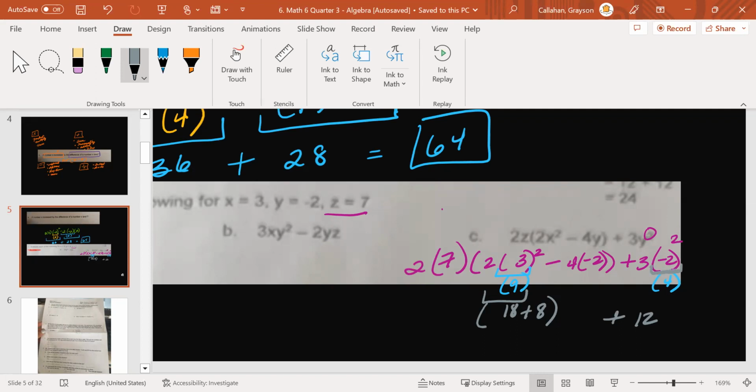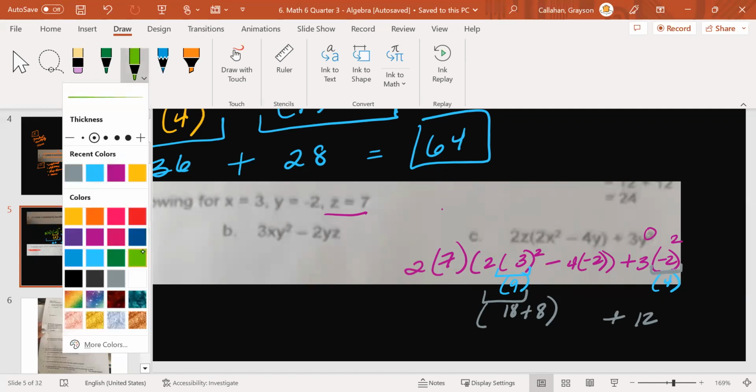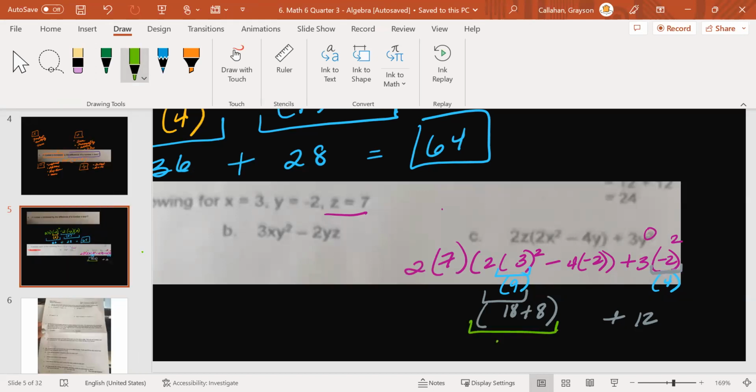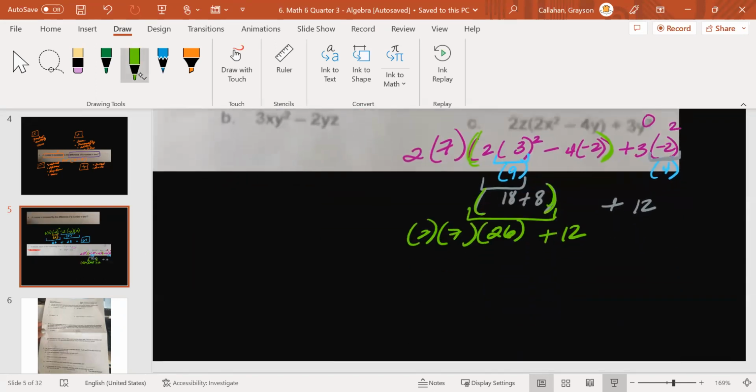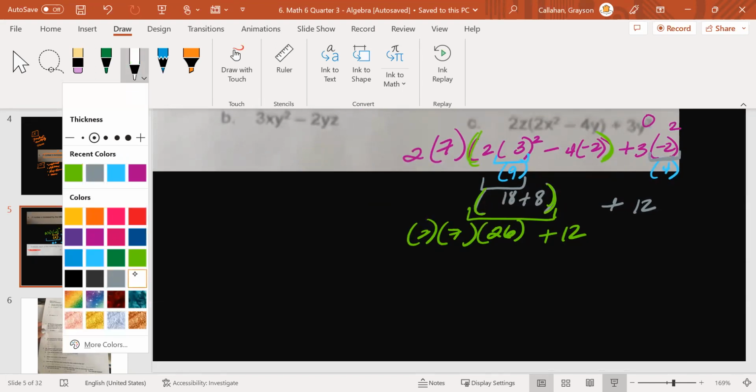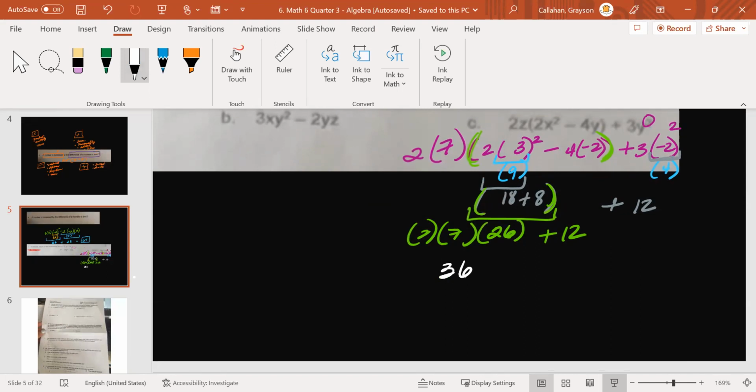Okay. 18 plus 8 is? 26. You don't do this part until everything inside this parenthesis is done. That parenthesis is not done yet. That's this part right there. 26, 7, 2. So then what does this become? What's your answer? 2 times 7 times 26. 364. Okay.